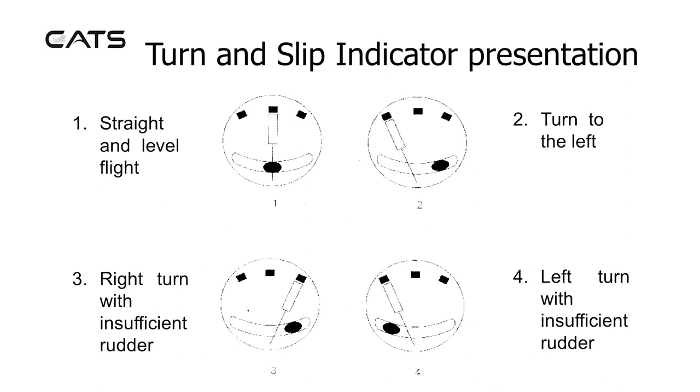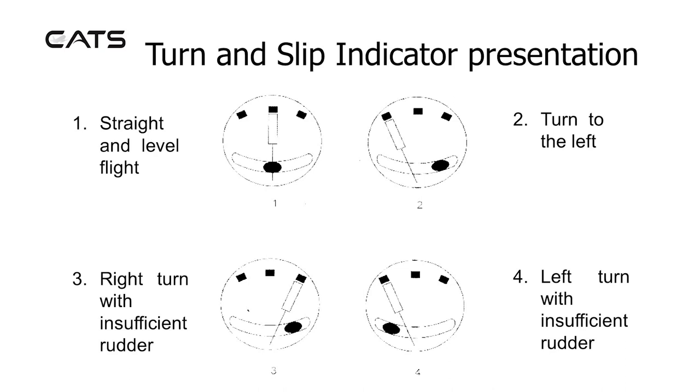Turn and slip indicator presentation. In these four diagrams, one indicates straight and level flight. Two indicates a turn to the left because the needle is to the left, and the ball is out to the right. This is a skid.